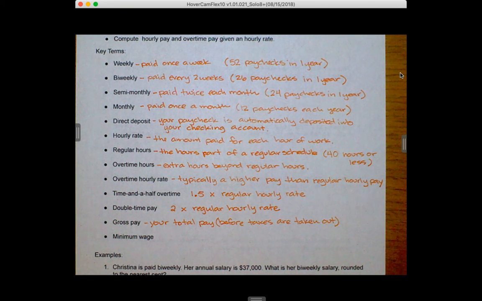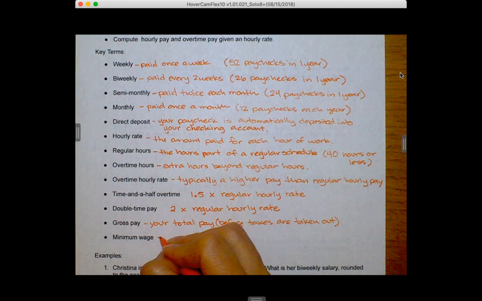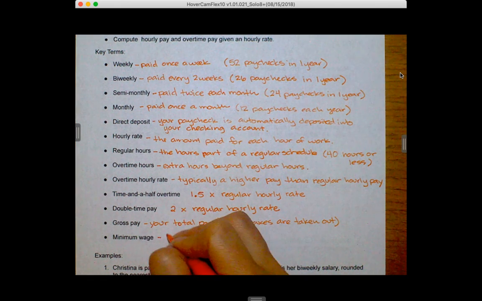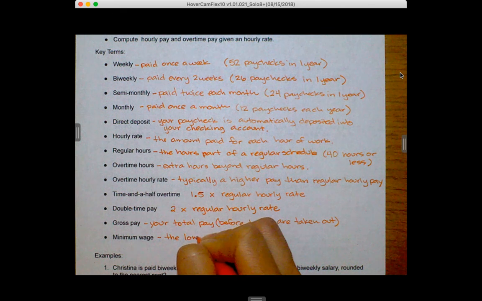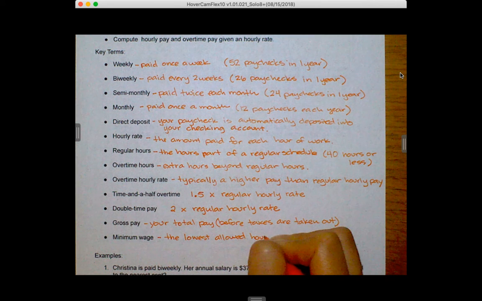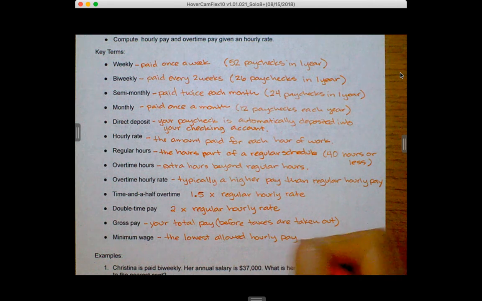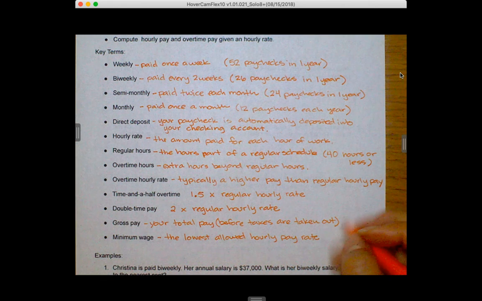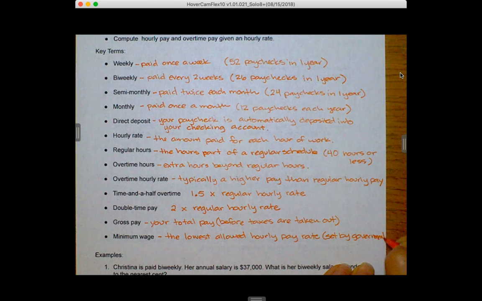Okay, and our last definition is for minimum wage. This is the lowest allowed hourly pay rate. Okay, and this rate is usually set by the government. Okay, so I believe right now in California, I believe when I looked it up, the minimum wage was $12 an hour.